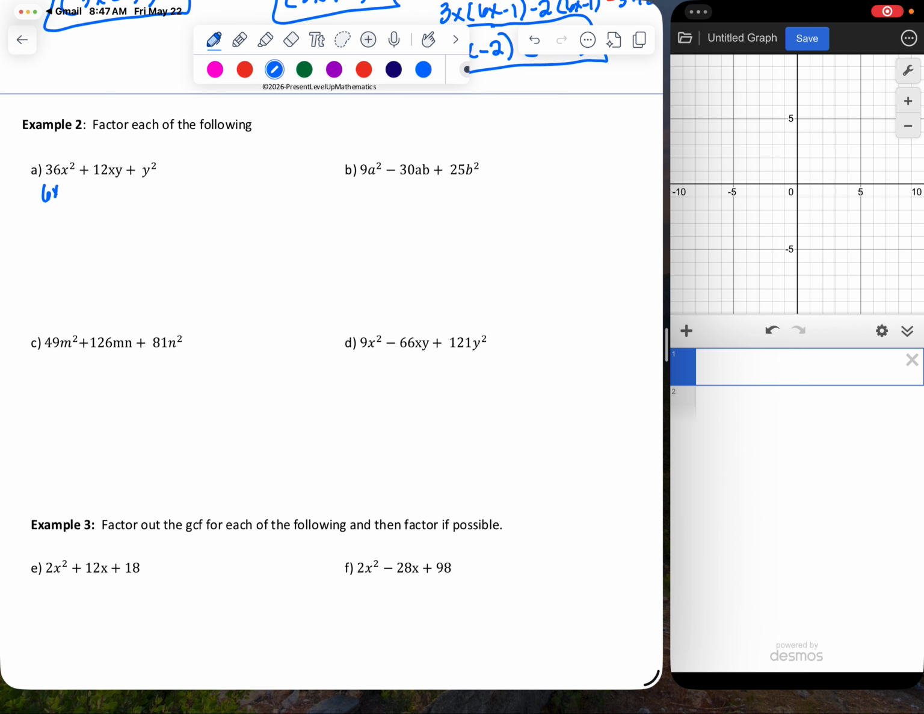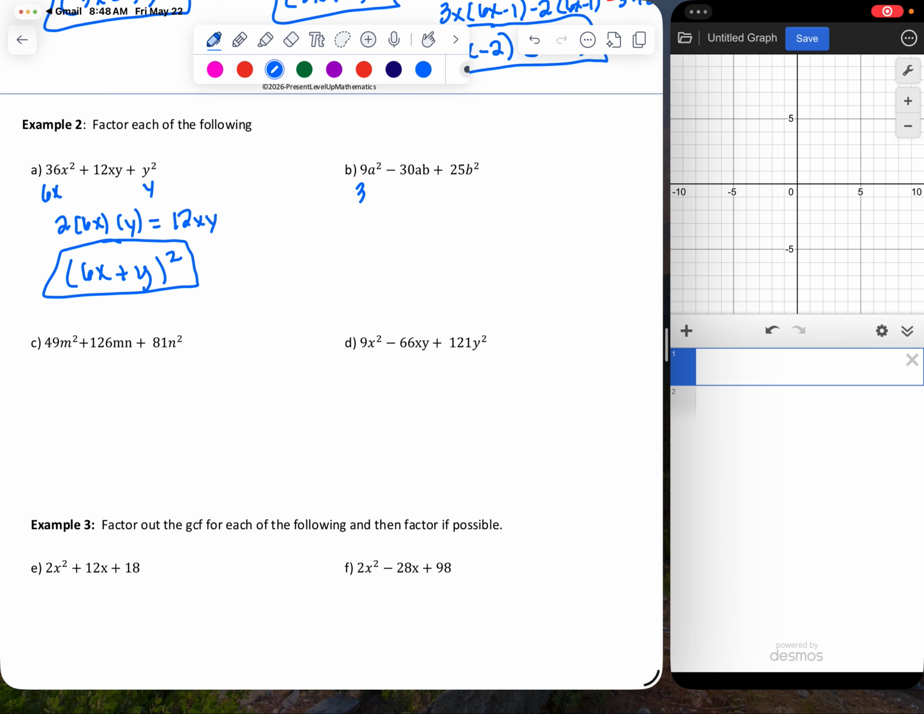So square root of my first term, 6x. Square root of the last term is y. Multiply them together and double them. 2 times 6x times y would be, 2 times 6x is 12x, times y would be 12xy. That matches our middle term. That means I can take my first square root plus my second square root, quantity squared.